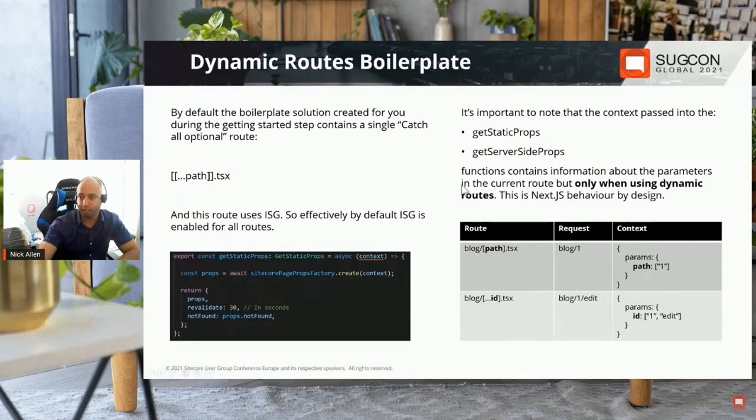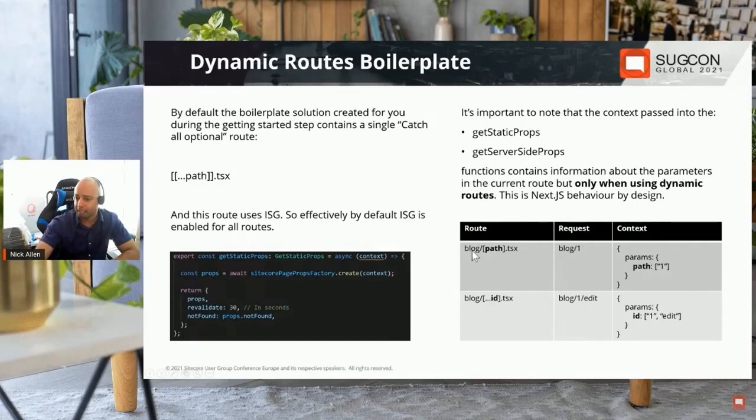And this is one thing I kind of found recently, which is the context that gets passed into get static props, this context parameter, which will also, by the way, get passed into get server-side props, contains information about the current route. But this is the key part here, but only when you're using dynamic routes. So I said in the previous slide, you can use predefined routes if you're targeting a specific page by name. But if you do that, the context that gets passed in will not contain any information about that route. And you'll see why that's important a bit later on.